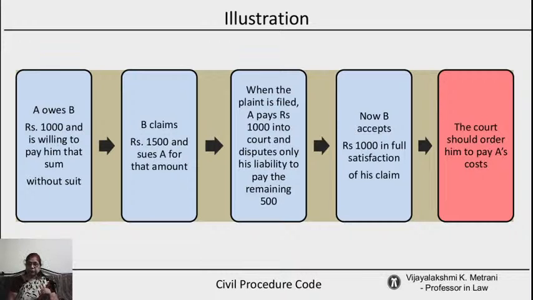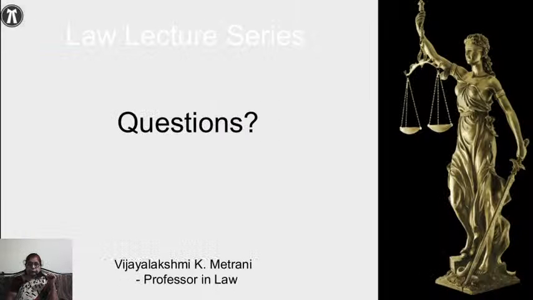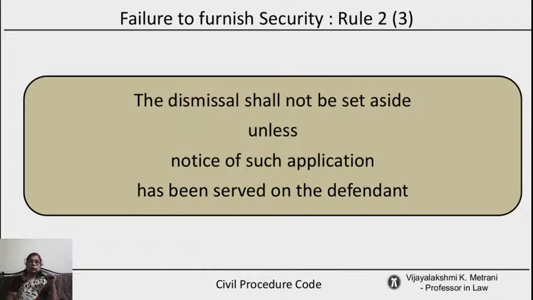If he accepts, then the court should order him to pay A's costs also. You understand? Because A, the defendant, has already said that I am paying only 1000, that is only the debt, and for the remaining 500 B has sued him. Ultimately, when he accepts in full satisfaction, the court comes to the decision that he did not owe him 1500, only 1000. So, that is why he is liable to pay A's costs also. So, this is how we are to look into these rules.